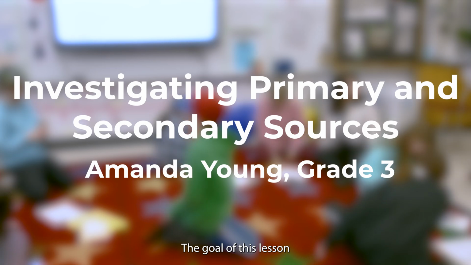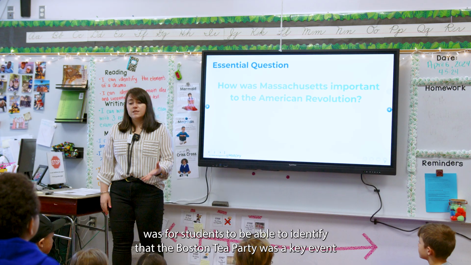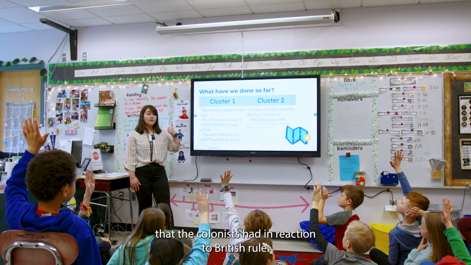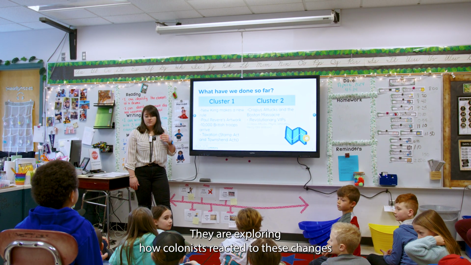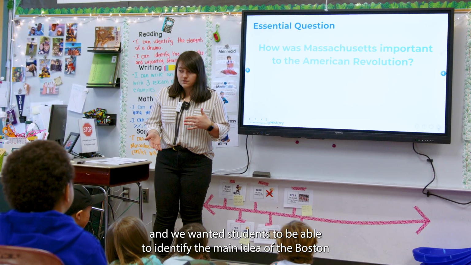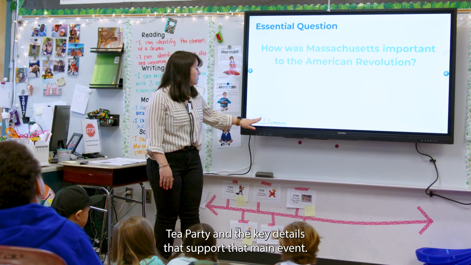The goal of this lesson was for students to be able to identify that the Boston Tea Party was a key event that the colonists had in reaction to British rule. They are exploring how colonists reacted to these changes that British rule was implementing, and we wanted students to be able to identify the main idea of the Boston Tea Party and the key details that support that main event.